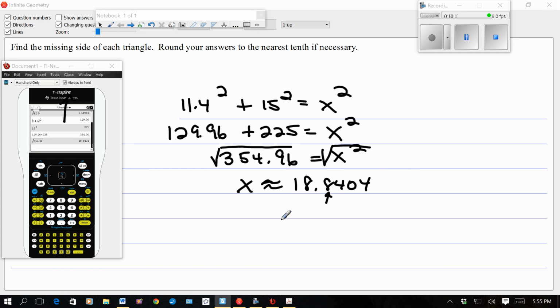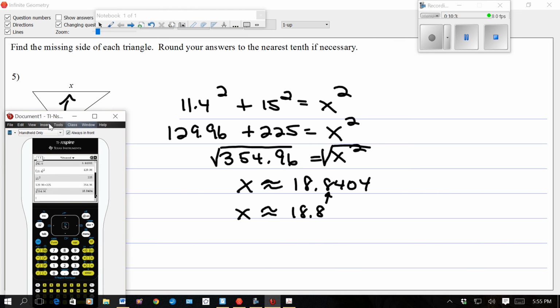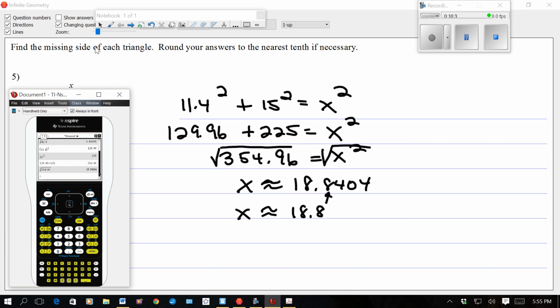There's your tenth spot. So you're going to say x is approximately equal to 18 point. Now, do you round up or do you leave it? Yes, you're right. You'll leave it because this is 4 and below. So it's 18.8. Now let's find out what our units should be. Oh, our units should be feet. So you write feet afterwards to give it context.